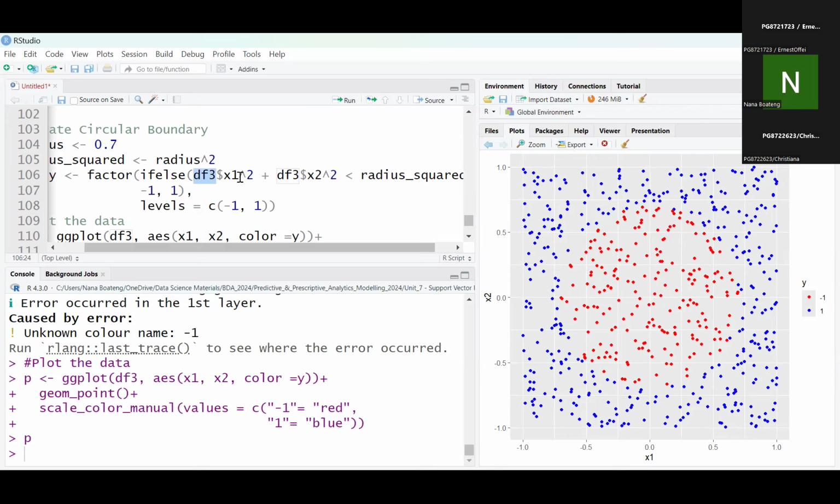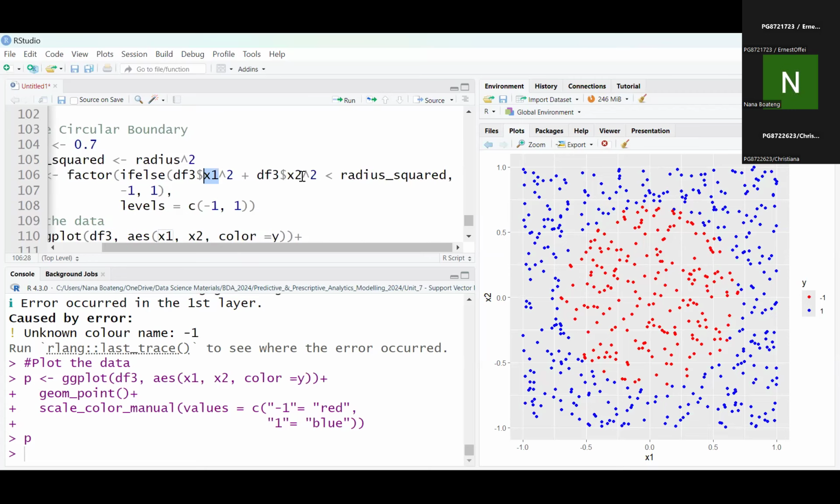DF3, and then yes, I've done that. And then square the S1. Plus, I've done that one too. DF3 and then DF3 S2, and then square that. That's where, okay. Please, can we continue that one? That's fine. It seems I'm still not done.